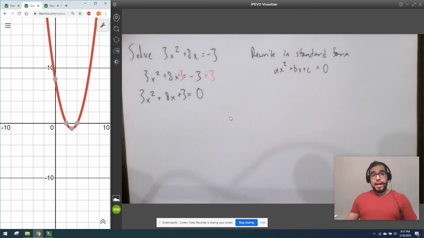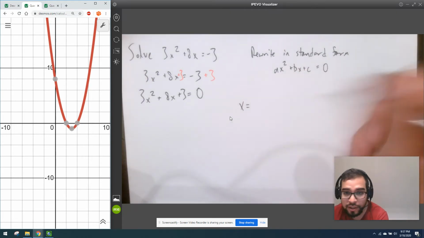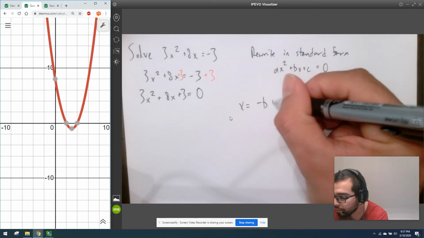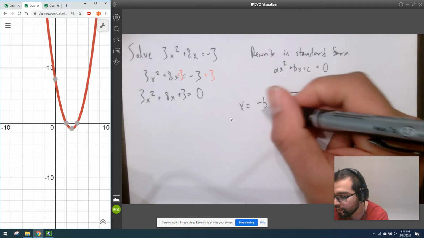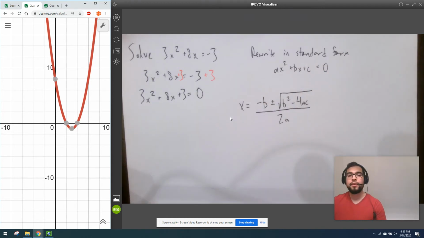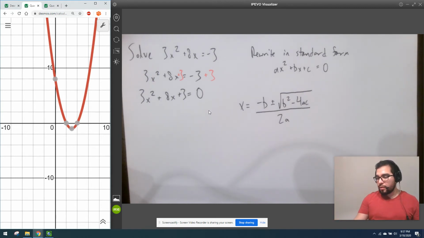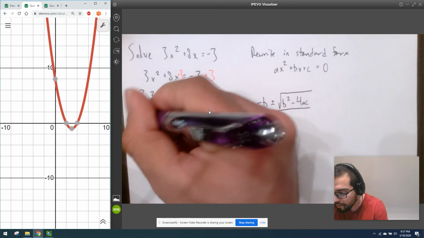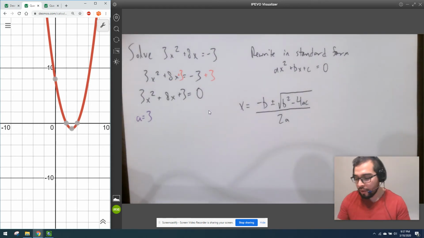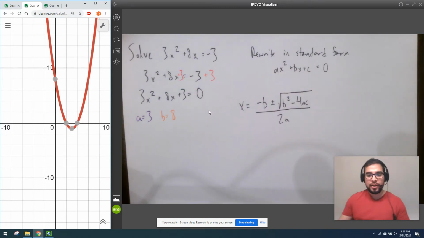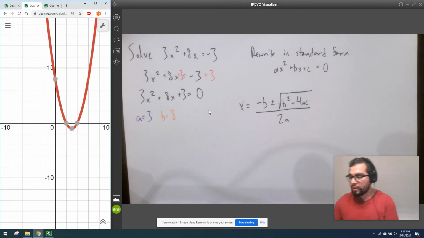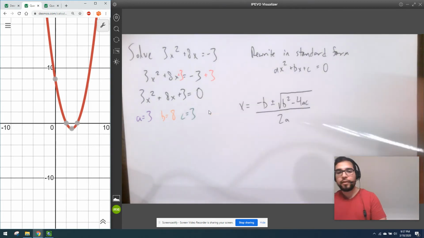Now we can go ahead and solve this using the quadratic formula. Make a note that my quadratic formula is equal to the opposite of b plus or minus the square root of b squared minus 4ac all over 2a. Okay, let's identify what a is. So a is equal to 3. We're going to change it up and make it purple. All right, b is equal to 8, nice and orange right there. And c is equal to 3.